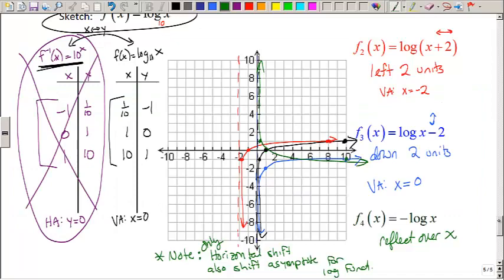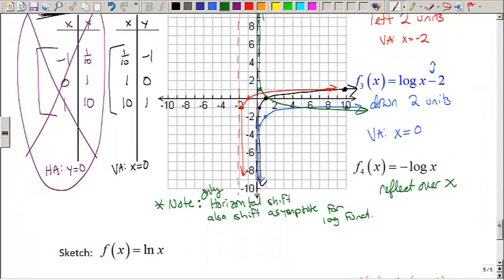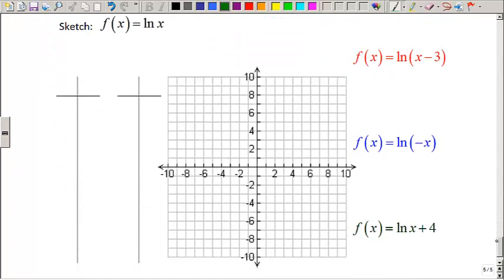We have one more example. Let's see if that's the same for the next problem. For f of x equals ln x, again, this is something hard to sketch using x and y values. So what I'm going to do is cheat a little bit and use the inverse. I can get the inverse very quickly because I know the base. There's an invisible base e, so the inverse is going to be e to the x.